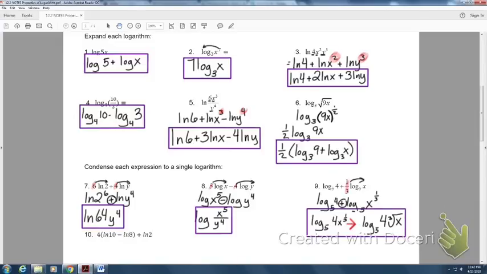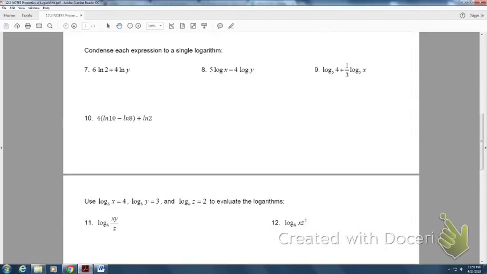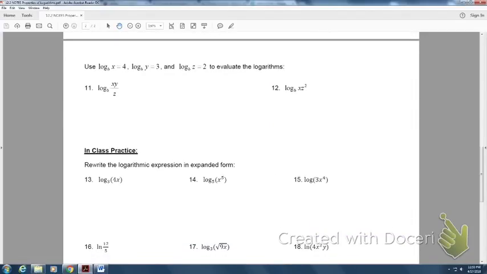Let's go ahead and skip. We're not going to do 10, just for the sake of time. So go ahead and flip it over. On problems 11 and 12, don't overcomplicate these.